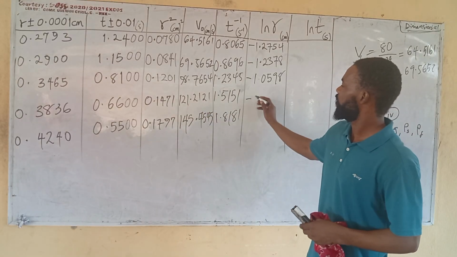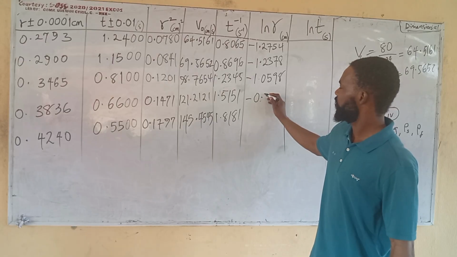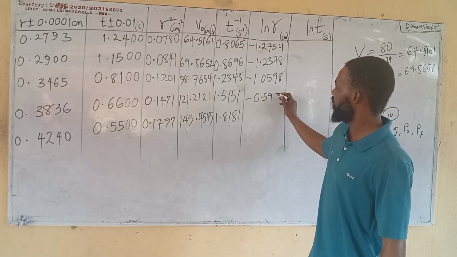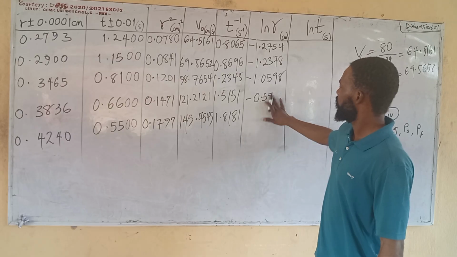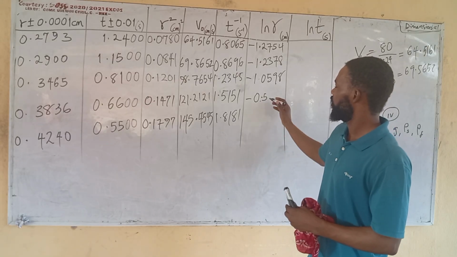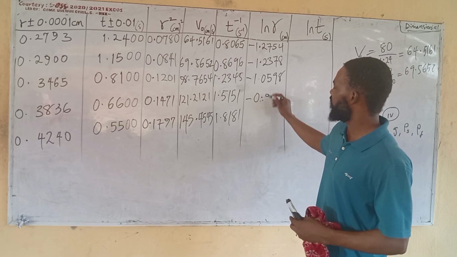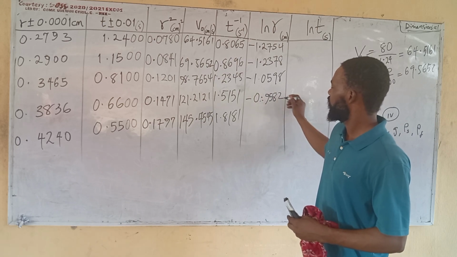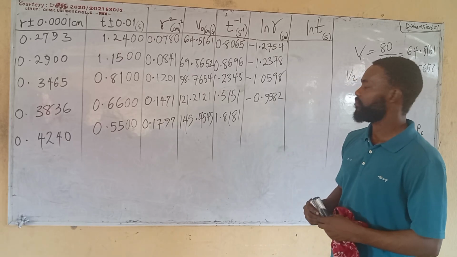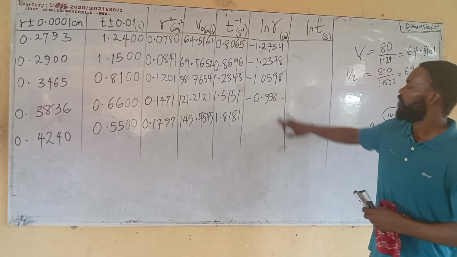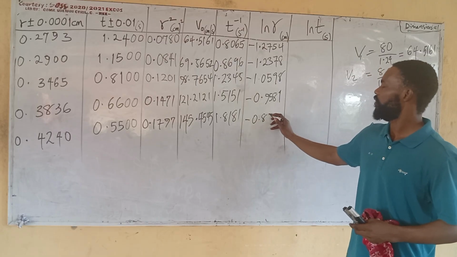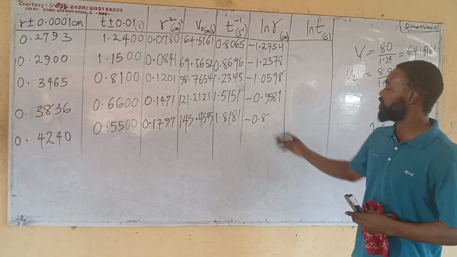Minus 0.9581. Come again. 0.95. Is it 2 or 1? 1. Give me the last one. Minus 0.8580.